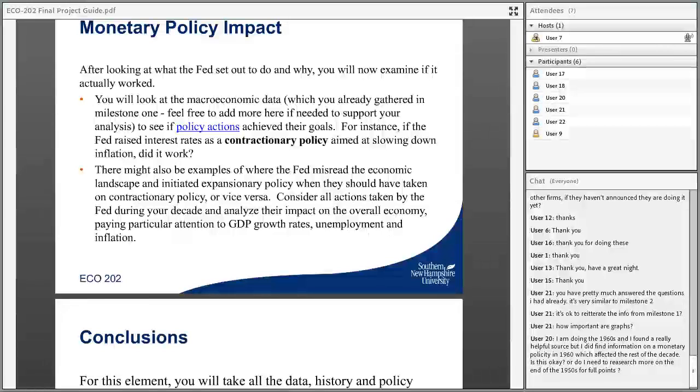But you can use all that information from milestone 1 to see if the intent of those monetary policies was actually achieved. Sometimes monetary policies occur a little too late. For example, in the 2000s, when the Federal Reserve finally started increasing interest rates to slow down the housing market because of the housing bubble, it came a little bit too late, and we still had the housing bubble and the crash of that market. So the intent was there, but the timing was a little slow.